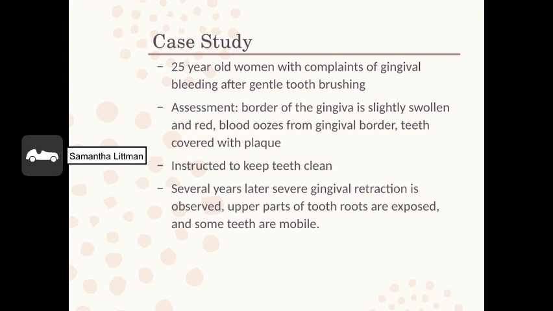The case study that was presented involves a 25-year-old woman with complaints of gingival bleeding after gentle toothbrushing. Upon assessment, the border of her gingiva were slightly swollen and red and had blood oozing from the gingival border, and the teeth were covered in plaque. The patient was instructed to keep her teeth clean. However, several years later, severe gingival retraction is observed, and the upper parts of her tooth roots are exposed, and some teeth are mobile.